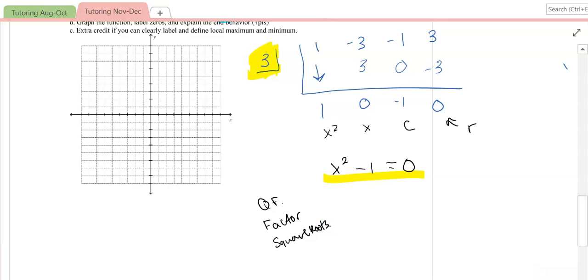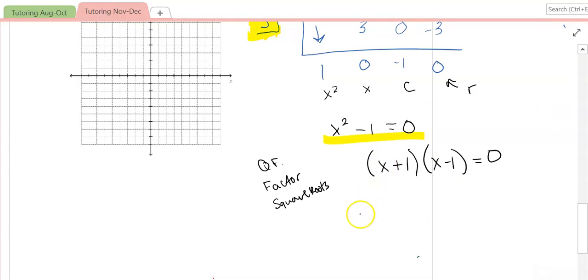Because it's not live right now, I don't know which one you would prefer. I can see that this factors into x plus 1 times x minus 1. So I'm going to choose the factoring method. And then using the zero product property, I'm going to get my other x values.